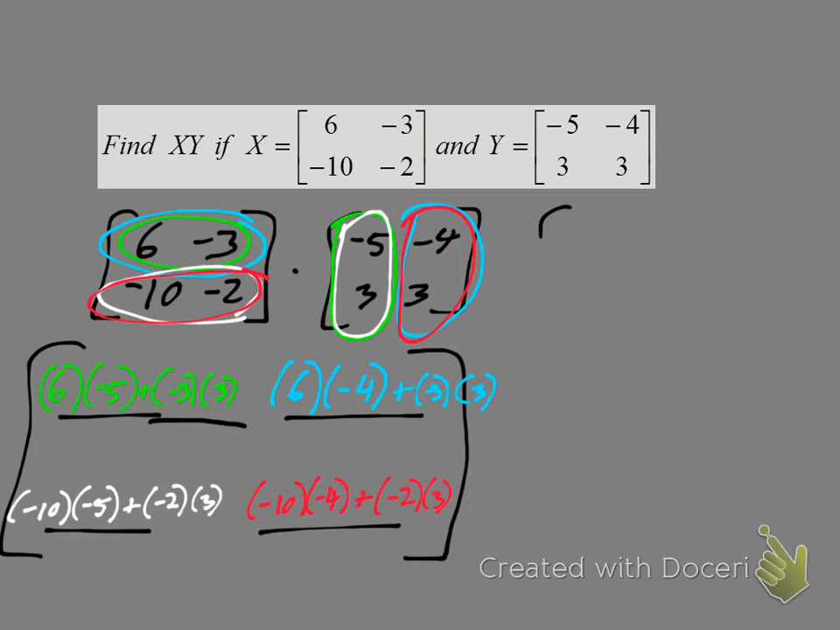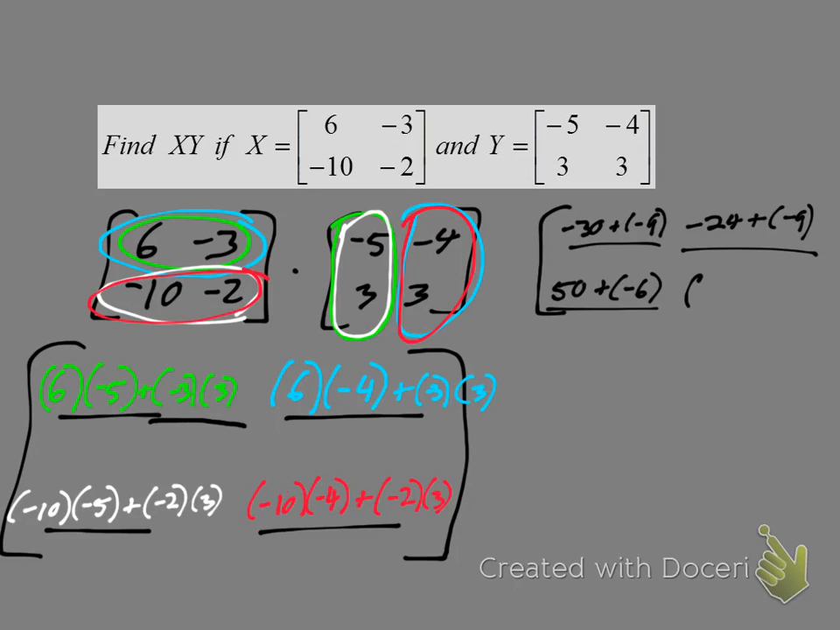So do your multiplications. So 6 times negative 5 is negative 30. Plus, I'm going to leave still a plus sign for now, negative 9. You get negative 24. Plus negative 9 for your second element. Your third element, we get 50. Excuse me. Plus negative 6. And then your fourth element looks like we get 40. I don't know why I put that one in parentheses, but whatever. Plus negative 6.